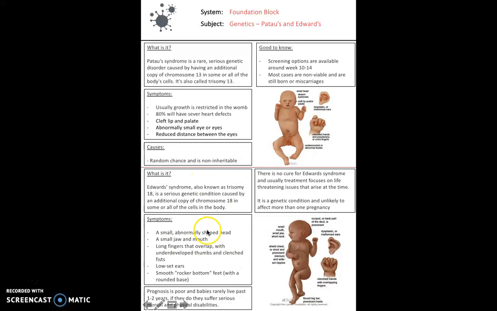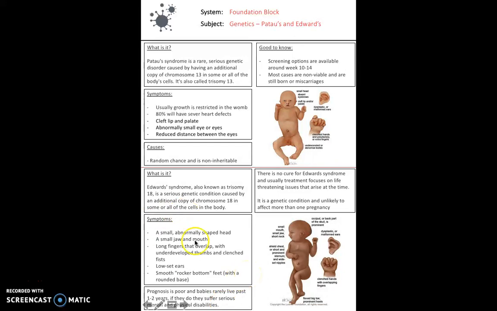With regards to Edwards syndrome, this is trisomy 18, so you have 3 copies of chromosome 18 in some or all of the cells of the body. Again, there's no cure for Edwards syndrome. It's usually treatment focused on life-threatening issues that arise at the time. Usually these babies don't live for too long, the prognosis is pretty poor, and they rarely live past 1 to 2 years old.